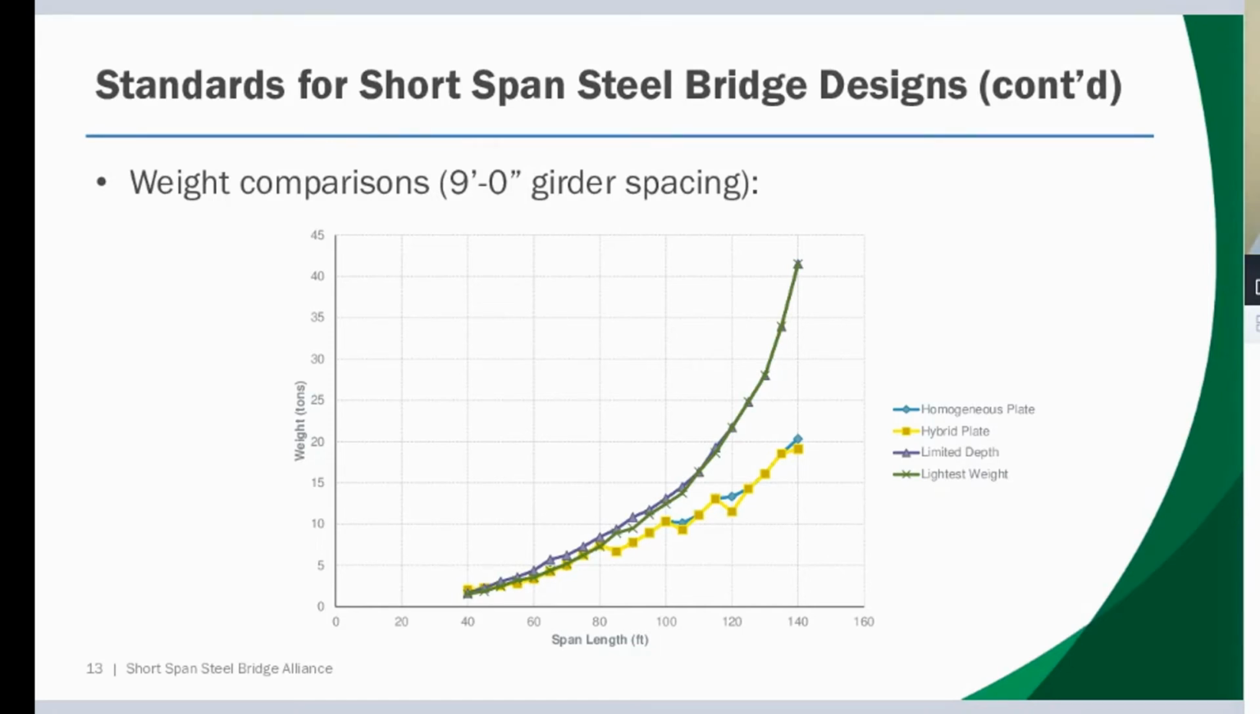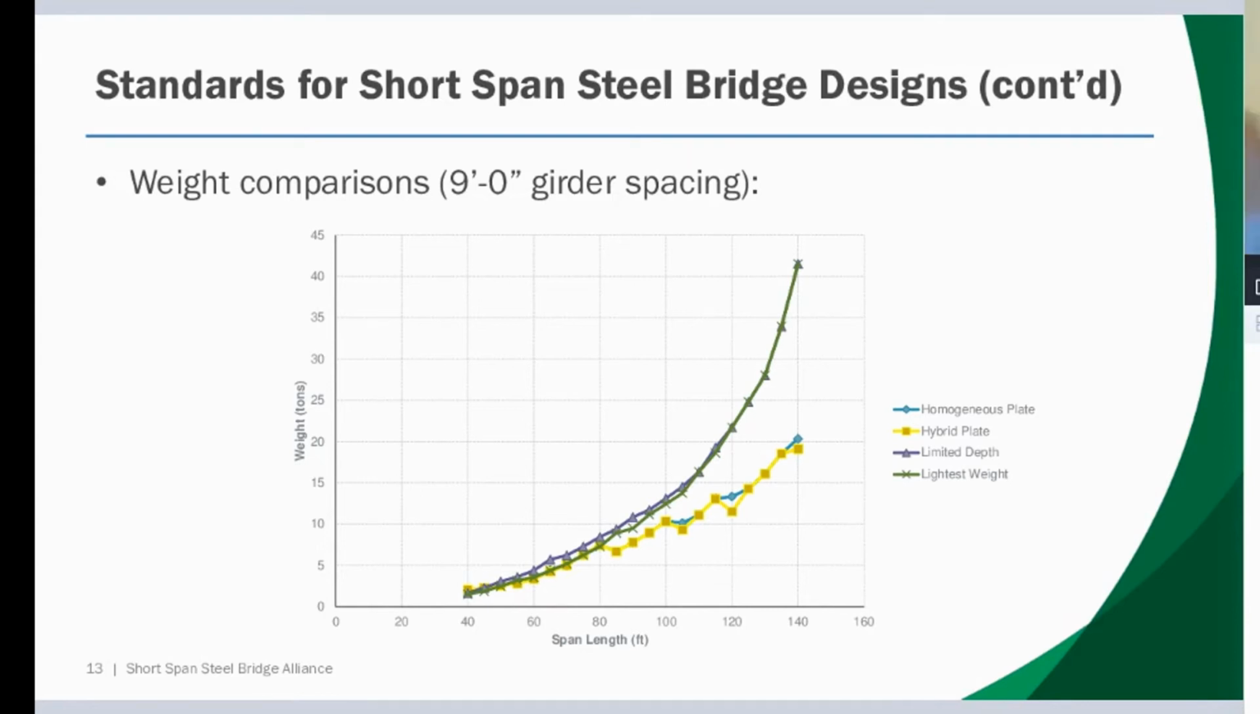Now I'm going to grab my pointer here. So you should see my mouse pointer here on the screen. I want to show you some weight comparisons that we made once the designs were completed, because we wanted to make sure that when we recommended the designs to you as the user, those designs were reasonable and that we were making common sense recommendations. So on the x-axis on this plot, I have the span length, and then on the y-axis, I have the weight of the girder.